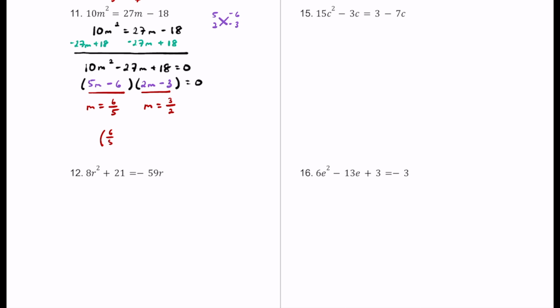So 2 solutions here, 6/5, 0, and the other solution here is going to be 3/2, 0.